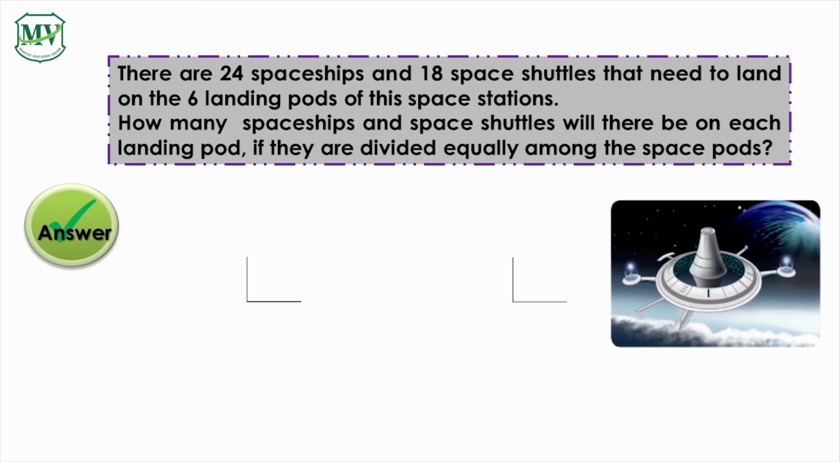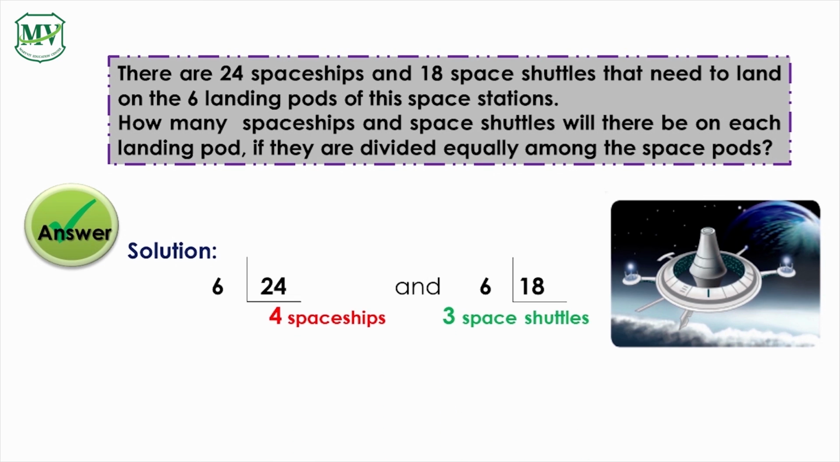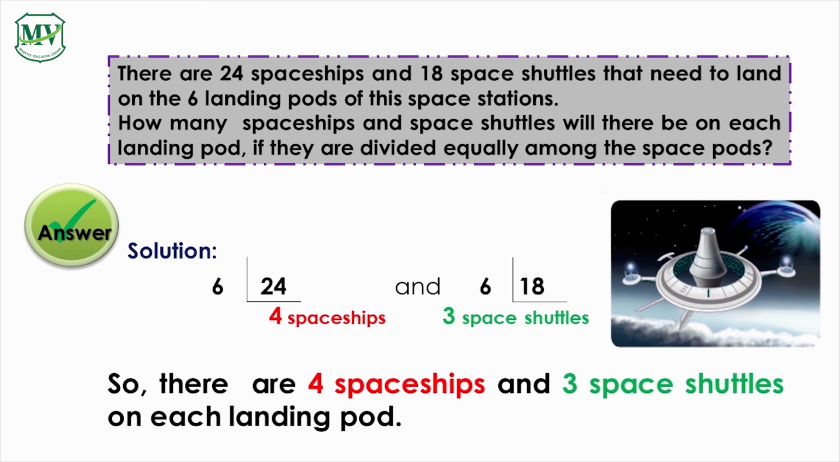There are 24 spaceships and 18 space shuttles that need to land on the 6 landing pods of the space stations. How many spaceships and space shuttles will there be on each landing pod if they are divided equally among the space pods? What do you think are we going to do? We will divide 6 to 24 and 18 so we can obtain the number of spaceships and space shuttles. So, 24 divided by 6 is equal to 4. 18 divided by 6 is equal to 3. So, there are 4 spaceships and 3 space shuttles on each landing pod.